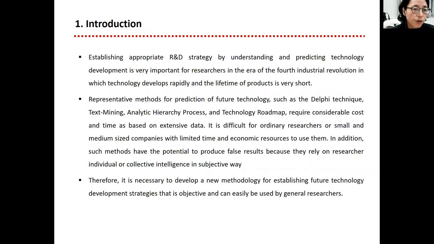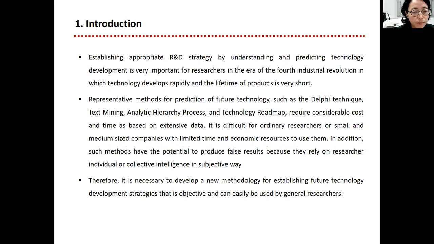Establishing an appropriate R&D strategy by understanding and predicting technology development is very important for researchers in the era of the post-industrial evolution, in which technology develops rapidly and the lifetime of products is very short. Representative methods for prediction of future technology, such as the Delphi technique, data mining, analytic hierarchy process, and technology roadmap, require considerable cost and time as they are based on extensive data. It is difficult for ordinary researchers or small and medium-sized companies with limited time and economic resources to meet them.